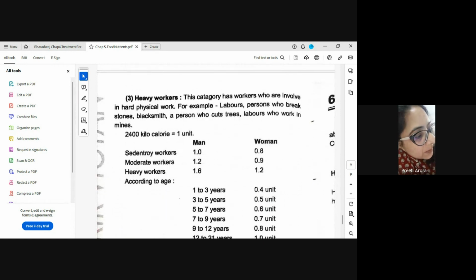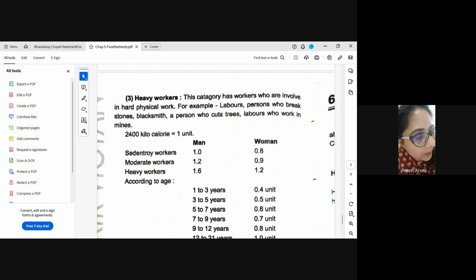So 24 kilocalories gives you one unit of energy. And then they have categorized between man and woman also, that is, what is the energy requirement of a man and a woman? Now, nowadays, women are as active as men. But since this subject was written from long back, it was classified that men needed more energy and women comparatively less. But I guess that's not the way we should be looking at it, because women are as active as men, if not more.